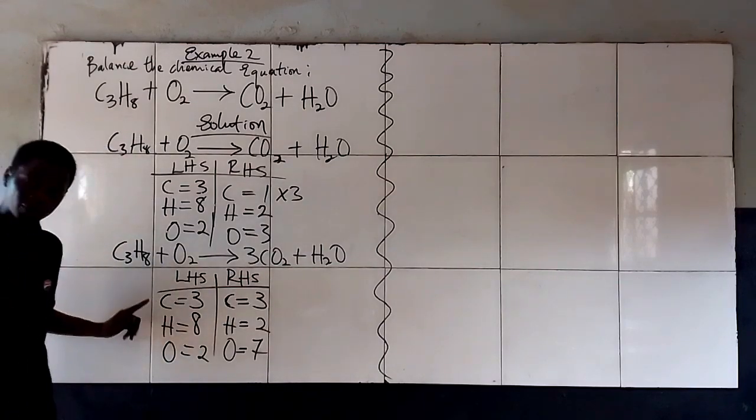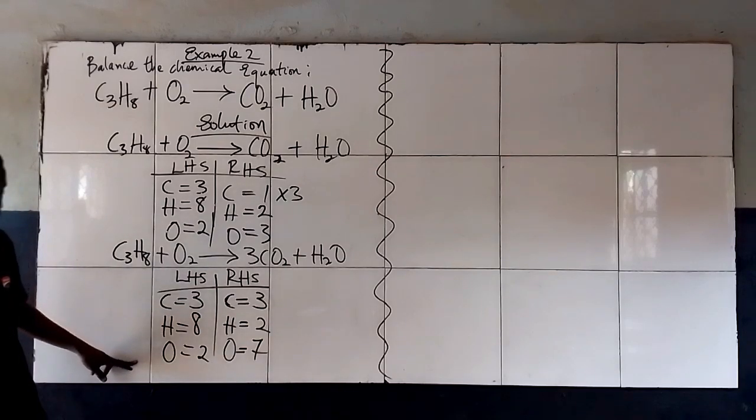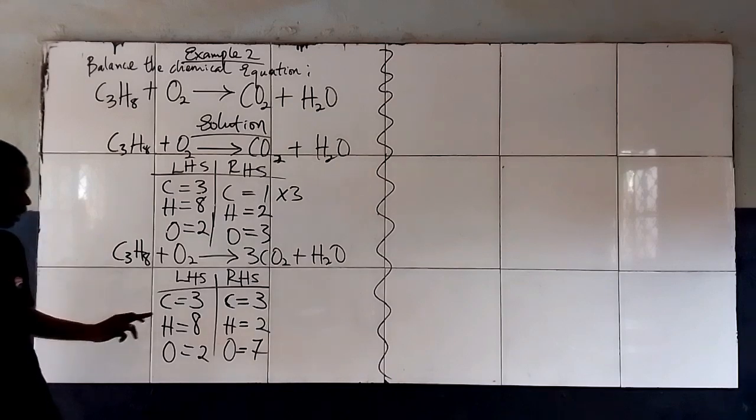Is carbon now balanced? Yes, carbon is balanced. What about hydrogen? No. So, like I said, balance the hydrogen before the oxygen. So what will I do to make both sides equal?